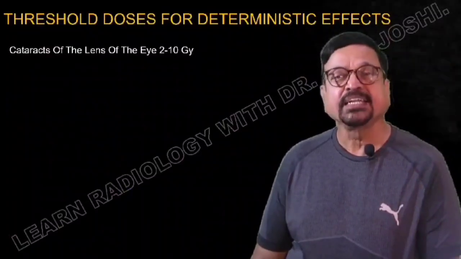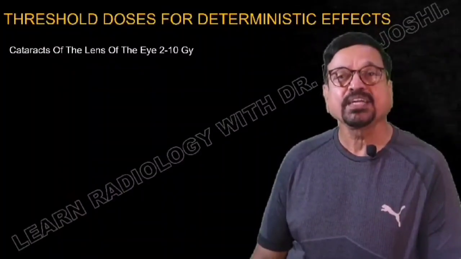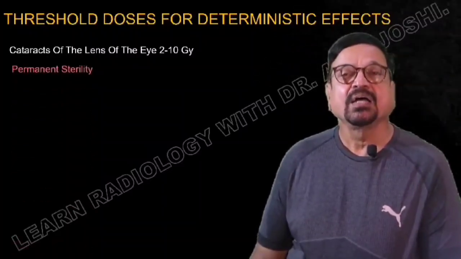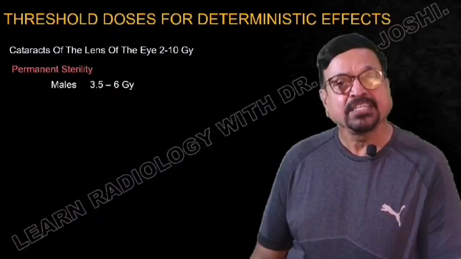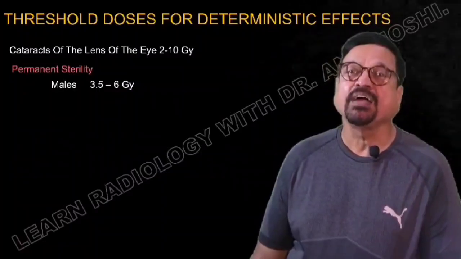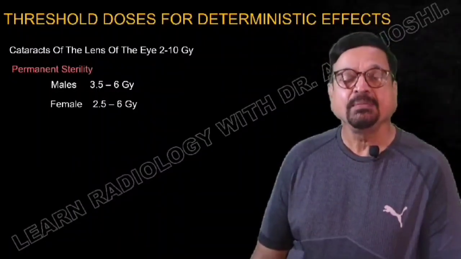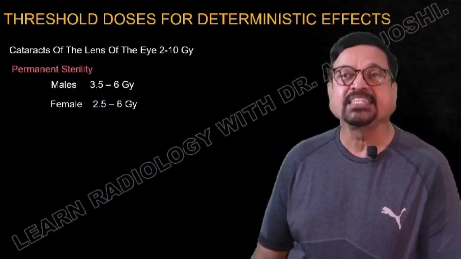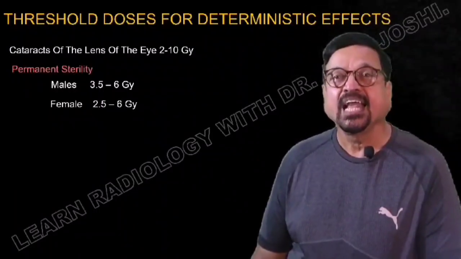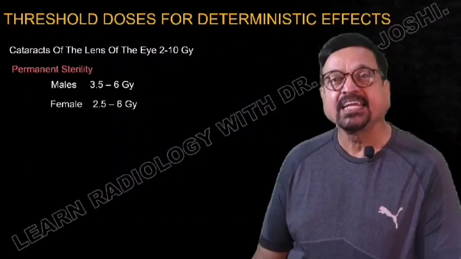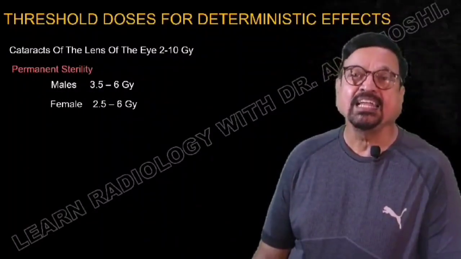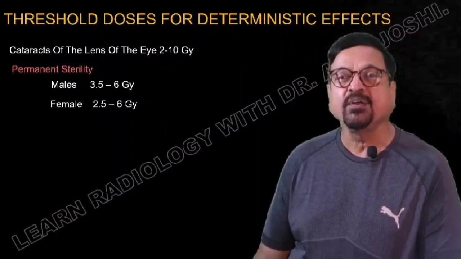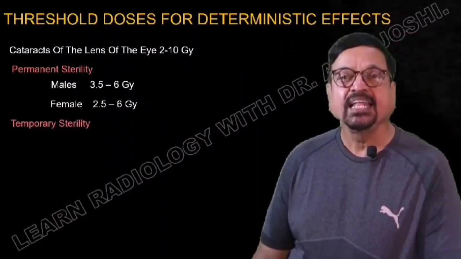There has to be a threshold dose for a deterministic effect. For cataract of the lens, it is 2 to 10 gray. For permanent sterility in a male, it could be 3.5 to 6 gray. In female, it is 2.5 to 6 gray. In other words, if the lens gets 2 to 10 gray exposure, it can develop cataract. Males can develop sterility if the dose is between 3.5 to 6, and in female it is 2.5 to 6.